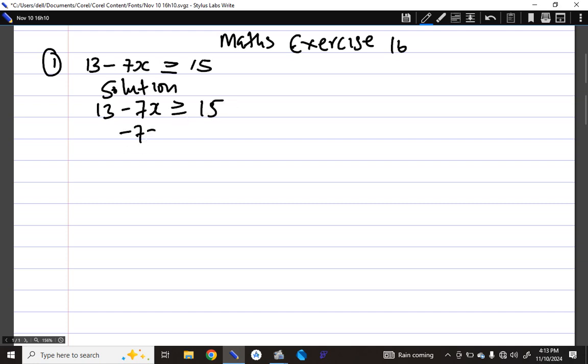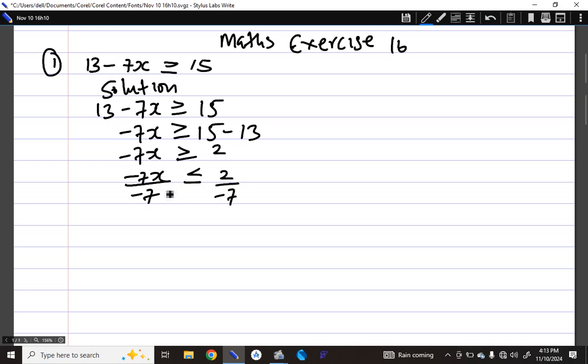So collect like terms to have that minus 7x is greater than or equal to 15 minus 13. So we have that minus 7x is greater than or equal to 2. Okay, so we divide both sides by minus 7, and mind you that anytime you are dividing or multiplying both sides by a negative, this sign must change. So we have minus 7x divided by minus 7 is less than or equal to; it was greater than or equal to, so I'm changing it to less than or equal to because I am dividing with a negative number. So minus 7 divided by minus 7 cancels, and I'm having that my x is less than or equal to minus 2 over 7. So very simple.